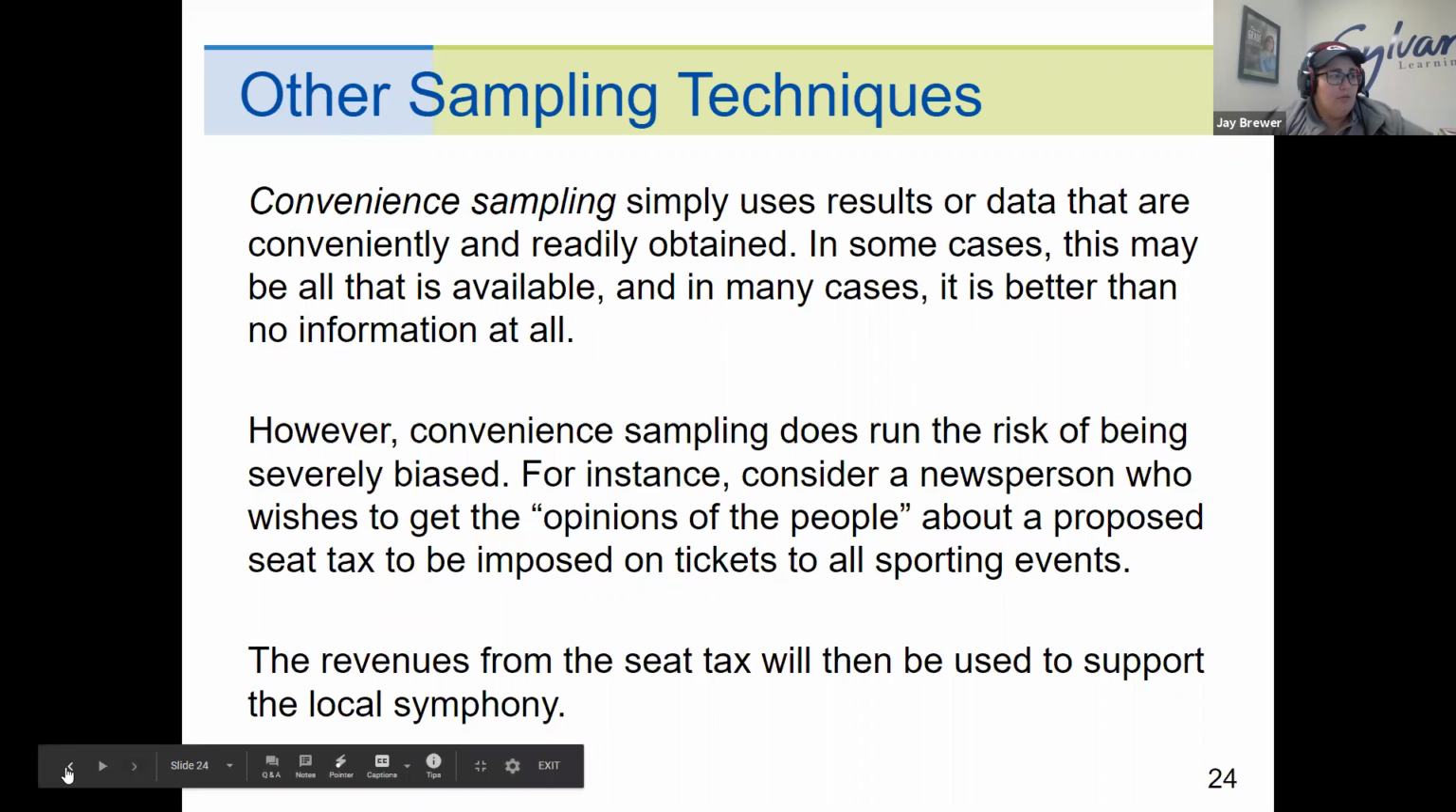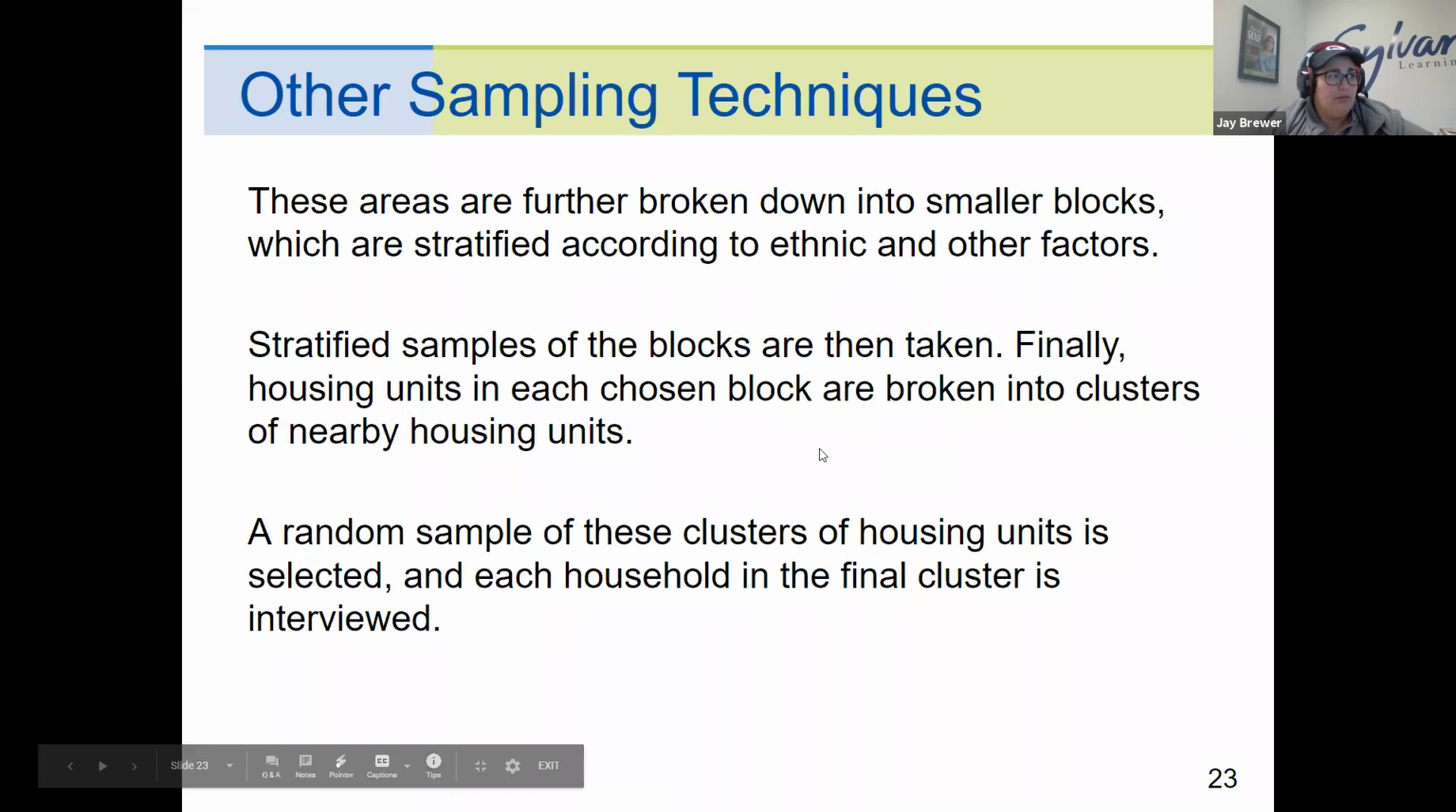Can anyone see where that scenario could kind of go wrong for someone?